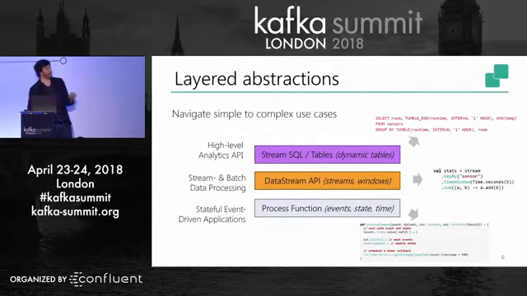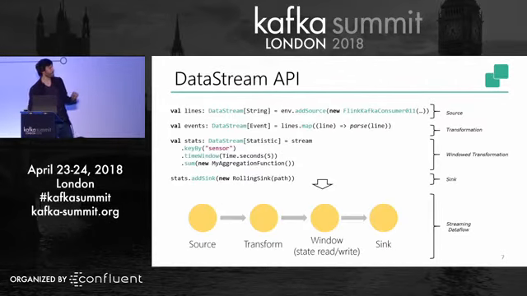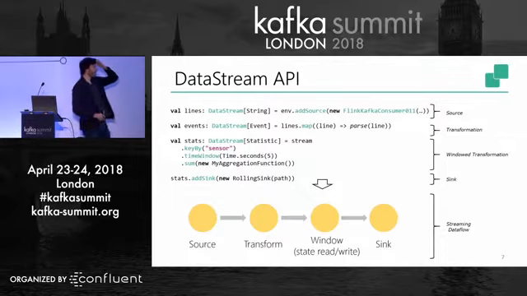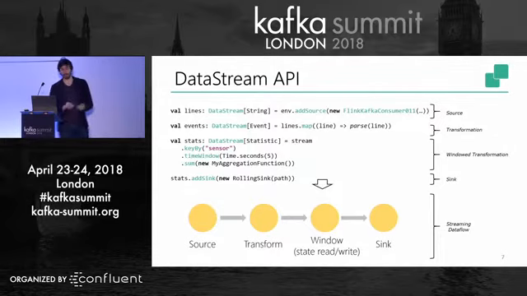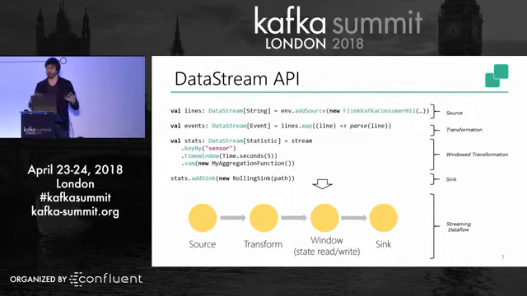Yeah, I have an example for that later. So roughly, the DataStream API is a fluent API. It basically describes streaming data flows. It looks like you would expect one of these APIs to look these days.